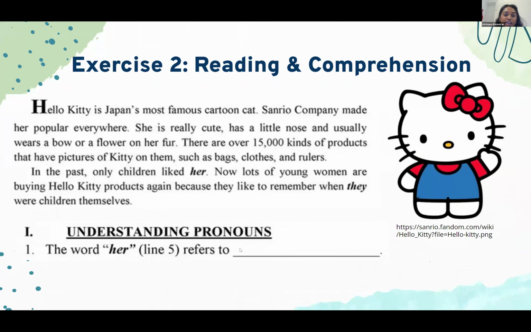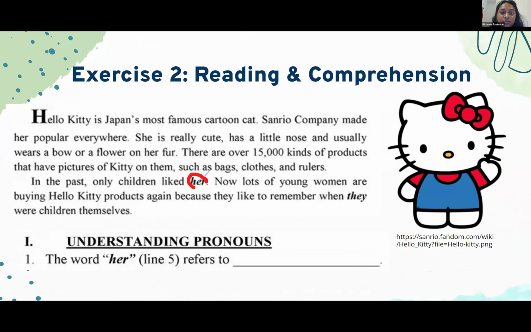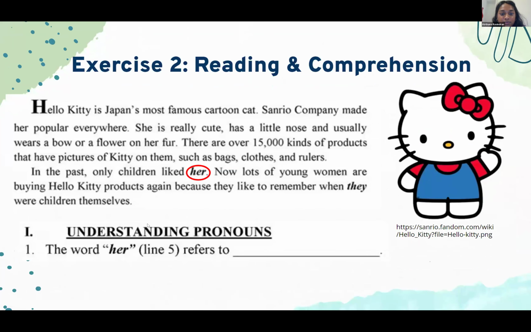Okay, so what they're asking is what the word "her" in line 5 refers to. So the first, second, third, fourth, fifth. What do you think this refers to? Who does this refer to? Hello Kitty. Yes, very good. It refers to Hello Kitty, okay? So it refers to Hello Kitty.